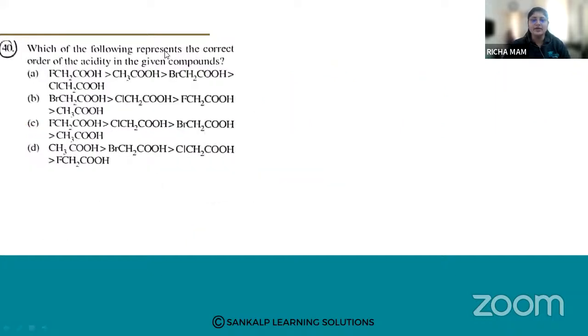Which of the following represents the correct order of acidity in the given compounds? Just go through these different compounds and their order of acidity given. You have to tell the correct one. They have given different orders, so you have to choose the correct one among the following.